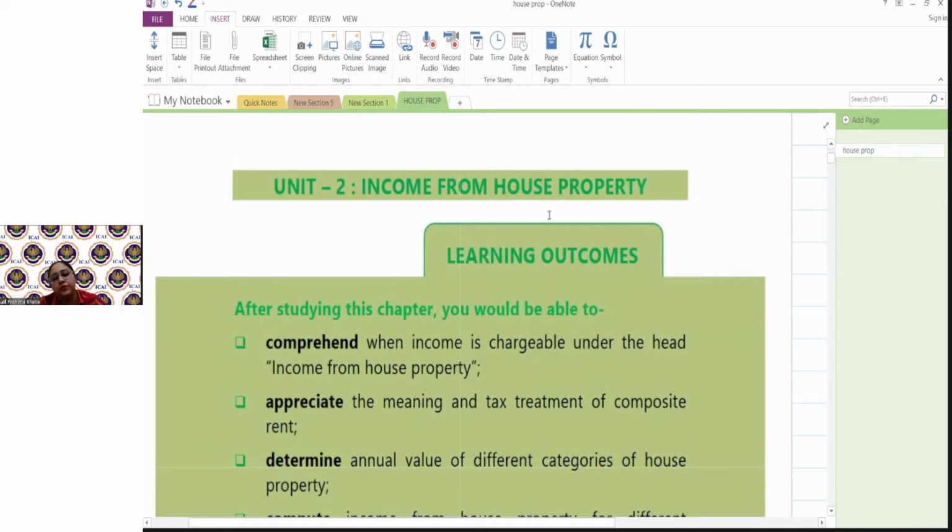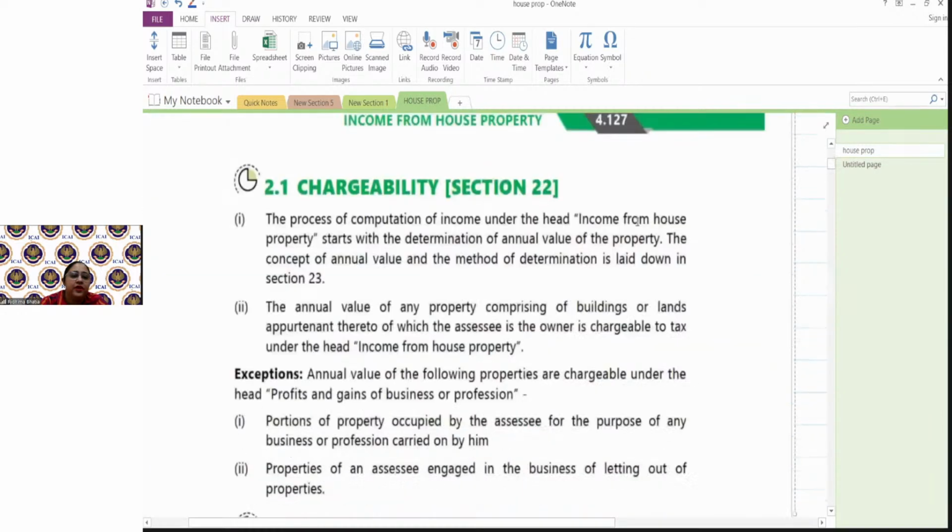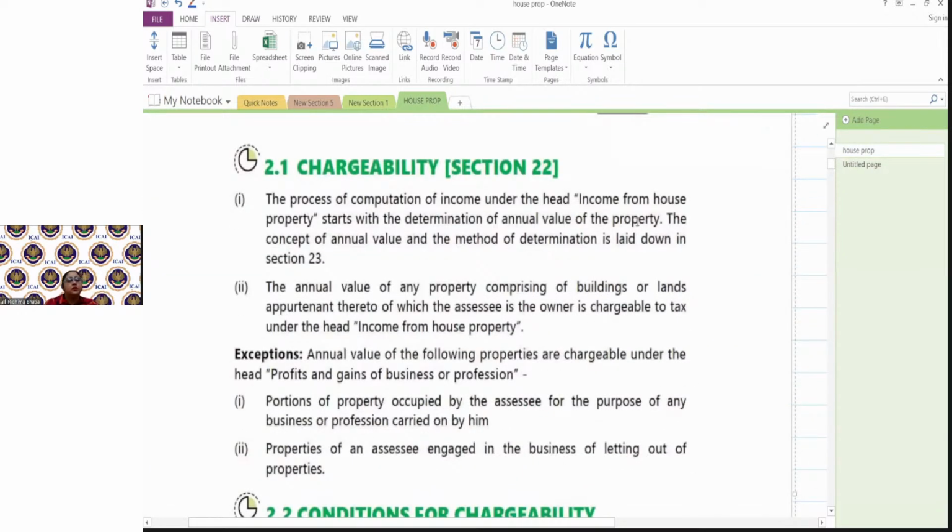Now, what is income from house property? What do we understand by this term? Prima facie, we think that whatever comes from let out property, as in rental income, that is income from house property. Now the beauty of this particular head is that it does not just include the rental income, it includes the annual value. In this head, the annual value of that property would be charged.